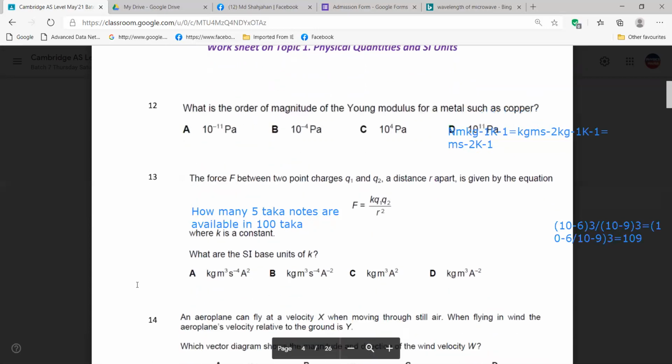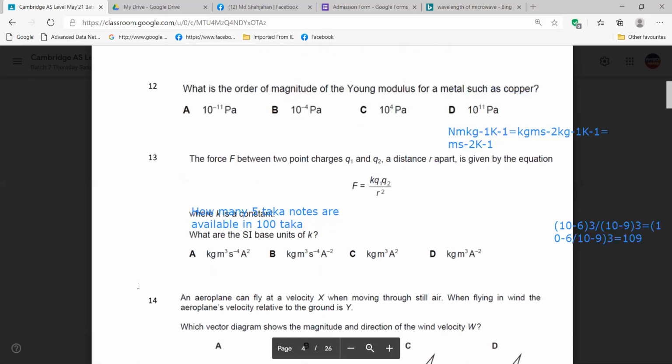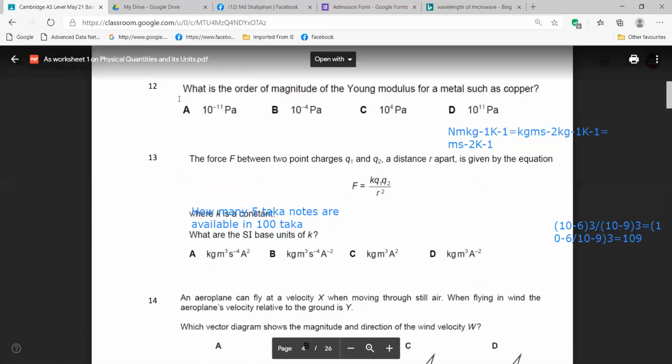Then 12, it is memorizing only. You have to check with this one, actually related to one chapter in your AS that is deformation. When you do deformation, that time you will get these values, right? Young modulus of copper, young modulus of different materials like steel. That time you can understand what is the correct magnitude of the order. Now you can search in Google, huh? What is the young modulus of copper? Then the value you get, that one you choose, okay?